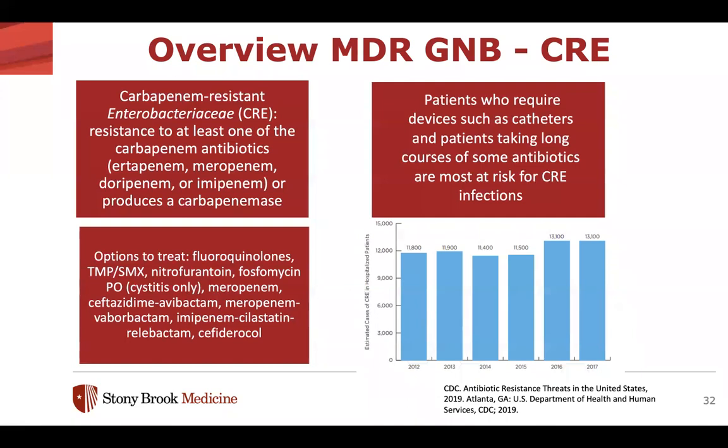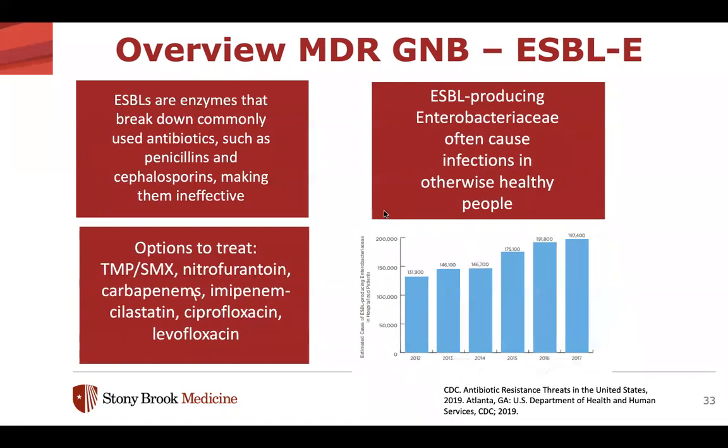So we have to continue using containment strategies to make sure CRE doesn't spread too much. There's also ESBL-E, which is basically extended-spectrum beta-lactamase producing Enterobacteriaceae. ESBLs are enzymes that break down commonly used antibiotics such as penicillins and cephalosporins. ESBL-producing organisms often cause infections in otherwise healthy people. Options to treat someone with ESBL-E would be your carbapenems, our go-to, ciprofloxacin, and levofloxacin.